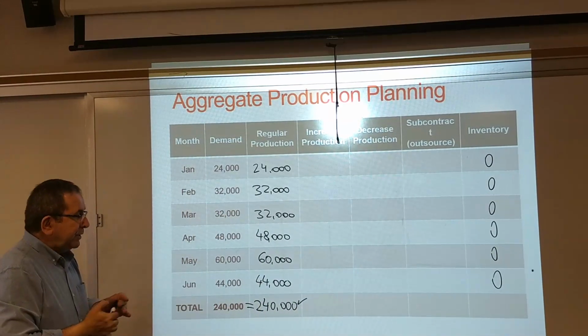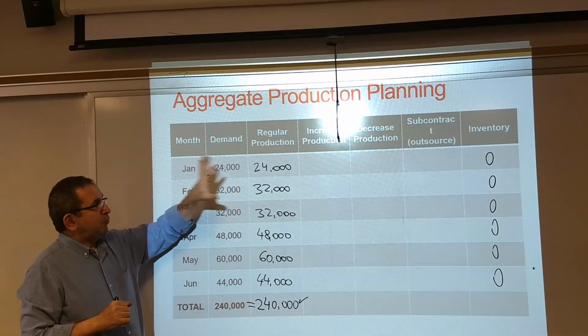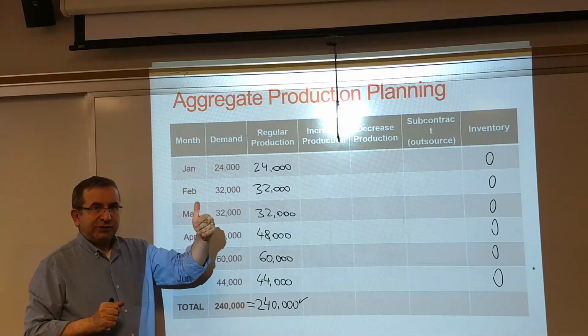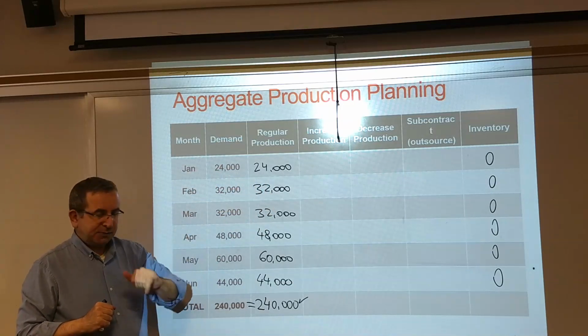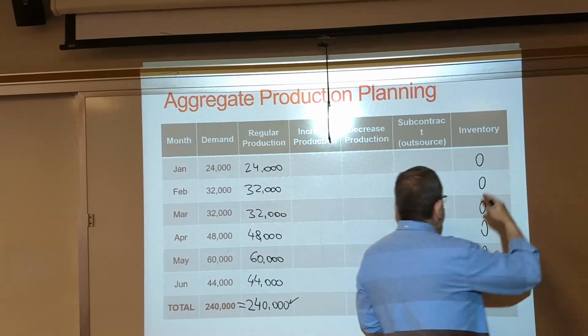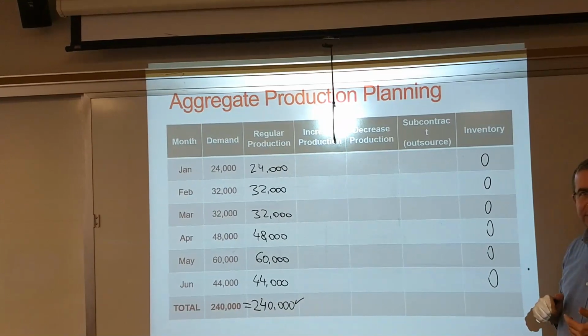So this is called chase strategy because production chases demand. As demand increases, production increases. As demand decreases, production decreases. And you don't have to carry any inventory. You just end up with 0 inventory at the end of the month.